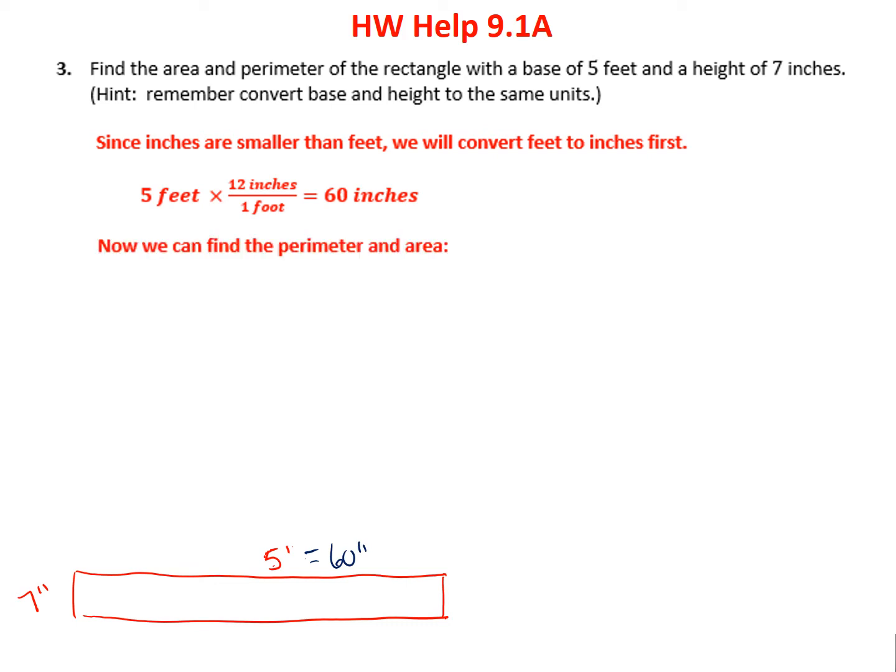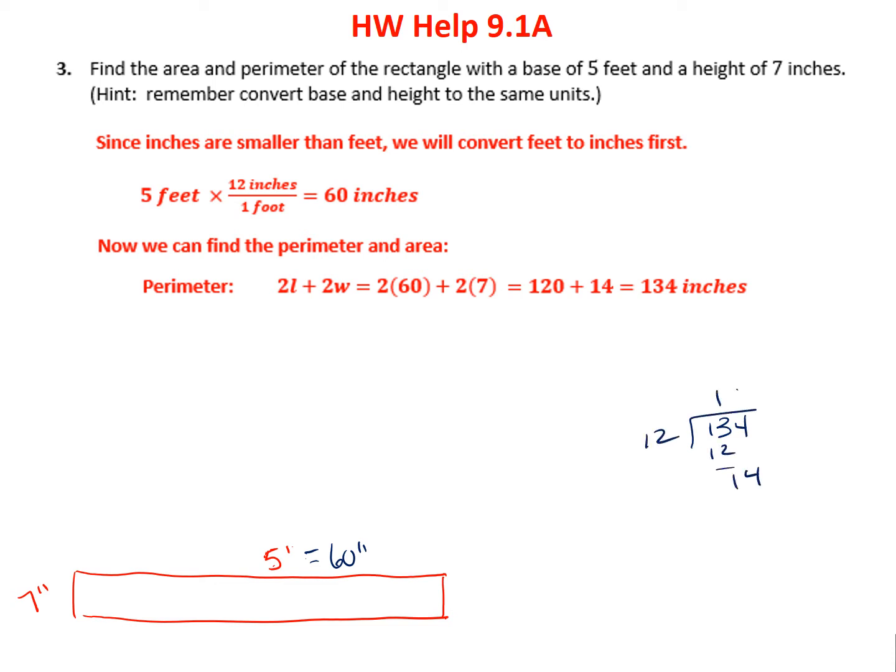Now to find the perimeter we add up the sides again. So 2 times 60, the length, and 2 times 70 is going to give me 120 plus 140, or 260 inches. Now, if somebody wanted to know how much this was in feet, you'd have to go, okay, 134 inches divided by 12 inches per foot, and you can see I get 11 with 2 left over. So the answer could be 11 feet 2 inches. That would be the perimeter if they wanted to go back there.